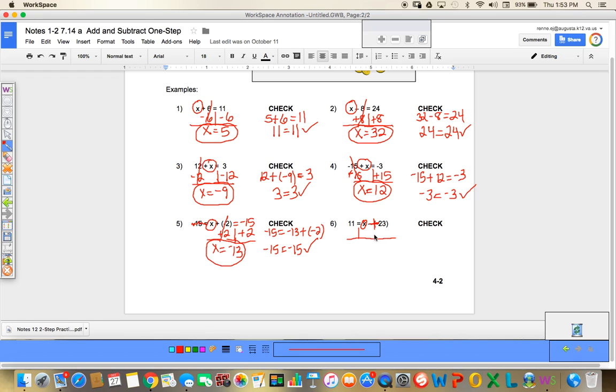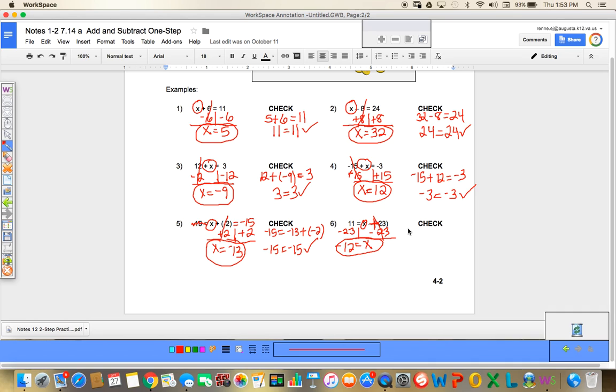Okay, so now we have 11 equals x plus 23. Now what's the opposite of adding 23? Subtracting 23. Okay, and the 23's cancel, so bring down your x, and 11 minus 23 is negative 12. Okay, so I wrote it backwards, but it still means the same thing. Negative 12 equals x is the same as x equals negative 12.